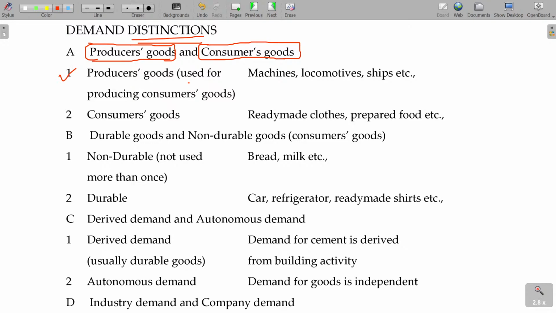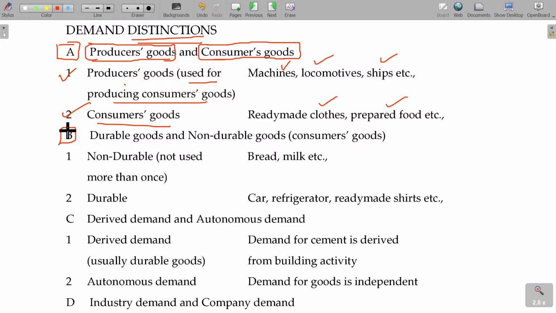Number one, goods used for producing the consumer goods are the producer goods, like machines, locomotives, ships, etc. Consumer goods are ready-made clothes, prepared foods, etc. Is that okay? This is one classification. And then the goods could be classifiable as durable goods and non-durable goods.